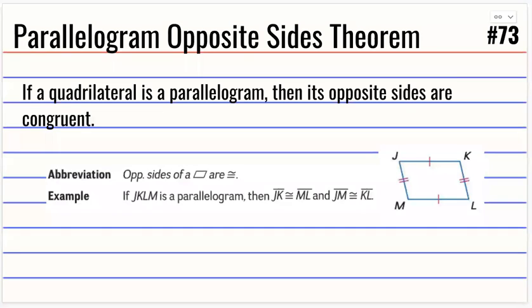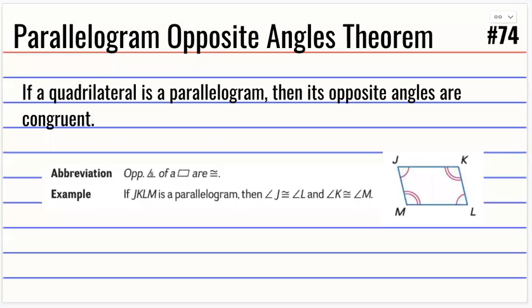So the first one: if a quadrilateral is a parallelogram, then opposite sides are congruent. That's our first property. Opposite sides are congruent. Next, if a quadrilateral is a parallelogram, then opposite angles are congruent. Opposite angles are congruent. So you have J and L that are congruent, and K and M that are congruent.